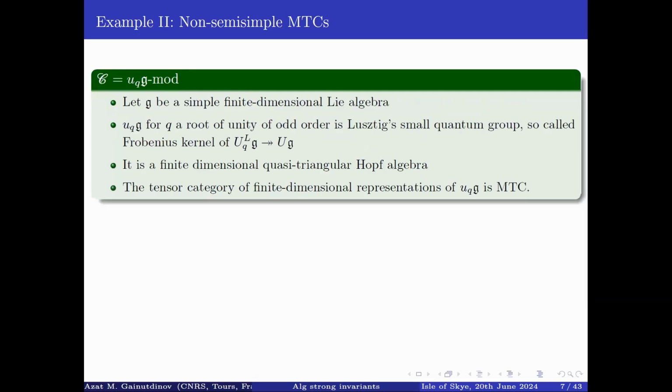Another example comes from quantum groups. Let g be a simple finite-dimensional Lie algebra, and Lusztig in the 90s introduced the so-called small quantum groups. They are finite-dimensional Hopf algebras, defined as the Frobenius kernel of Lusztig's specialization of quantum groups at roots of unity to the universal enveloping algebra of g. It's finite dimensional, and if the order of the root of unity is odd, at least for type A, the tensor category of finite-dimensional representations of such a Hopf algebra is a modular tensor category.